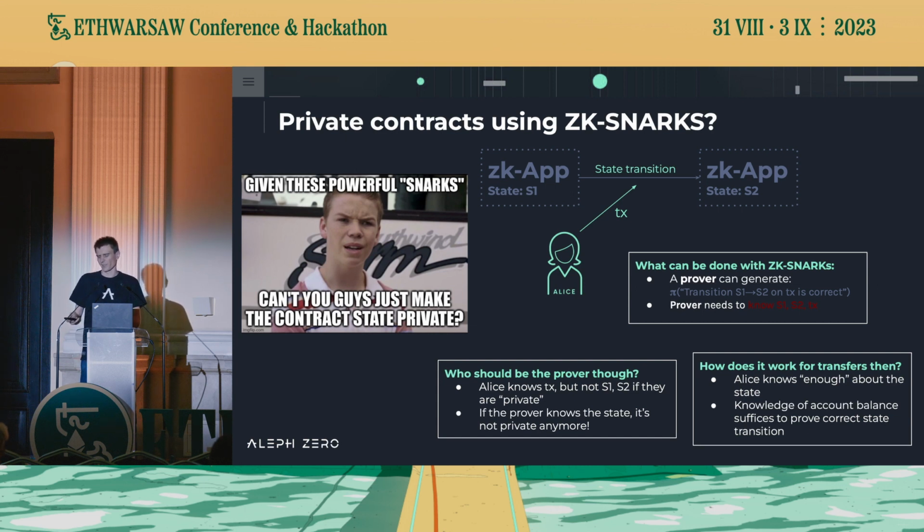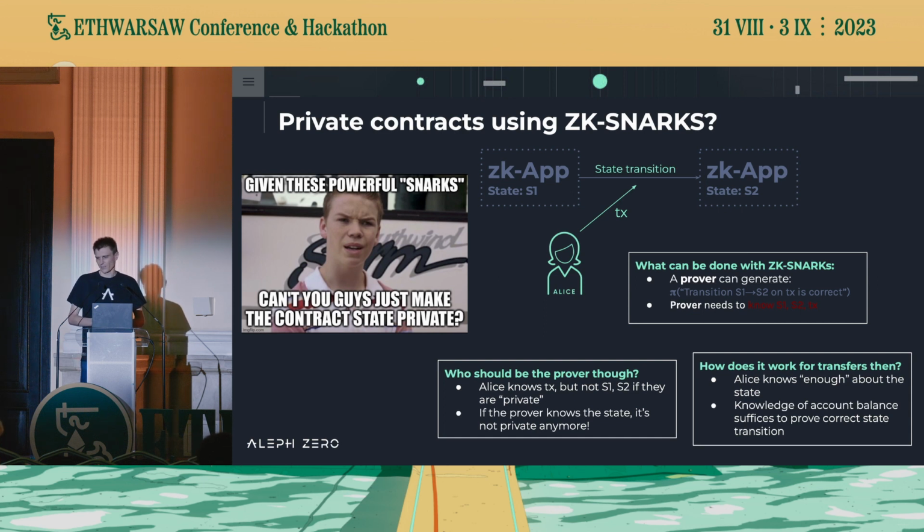Of course, the issue here is that the states are private, so we cannot even prove things about them, only about their hashes or something like that, but that's not the problem here. The problem is always that in order for someone to prove that a given state transition is correct, they need to know the data. They need to know the states. So the prover would need to know both the starting state and the final state, and the transaction as well. And the question then becomes, who is supposed to be the prover?